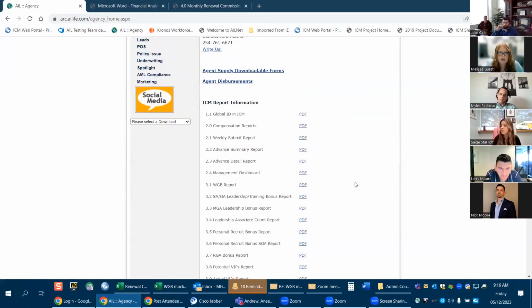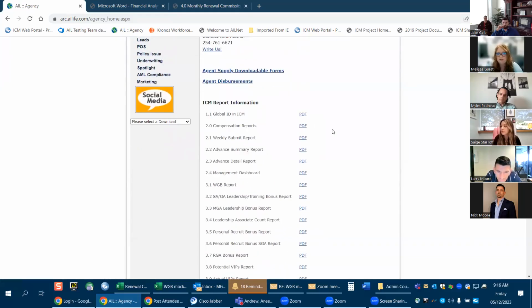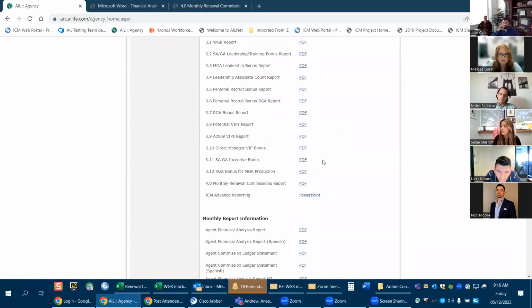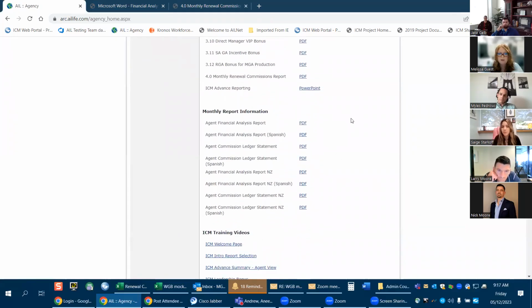Yes, that's correct. We have some training materials under the agency page. First we have training materials on our ICM reports. Down at the bottom of that, there is a training document for the monthly renewal commission report. Below that, we have some training materials, just PDF documents, for our monthly report information. I do suggest that all agents read the information that's published for the monthly financial analysis report. It's a very important report.